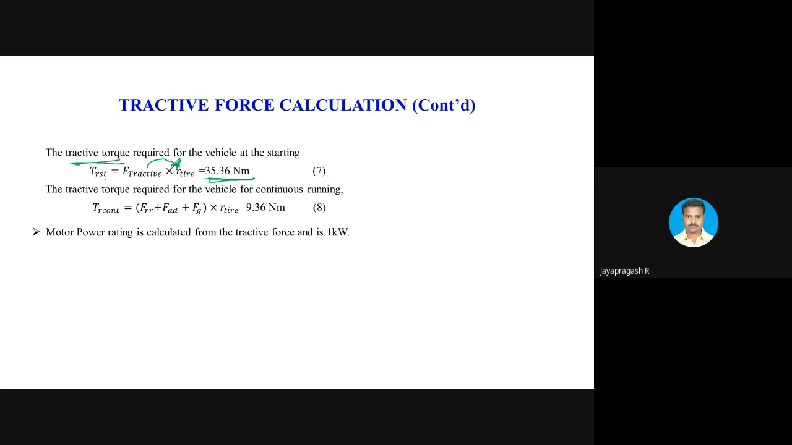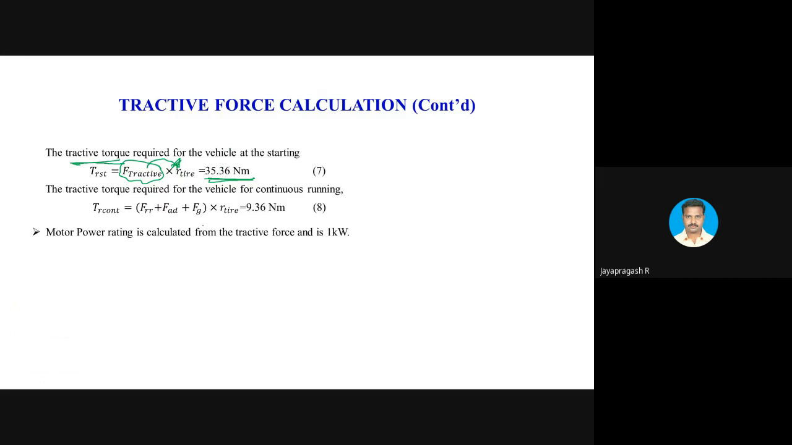So this is the starting torque required by the machine. It is 35.36 Newton meter. For this we calculated the tractive force, which is the sum of all the components. During continuous running, it is not necessary to produce the same amount of torque.